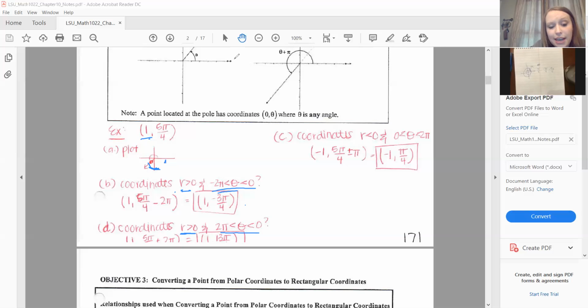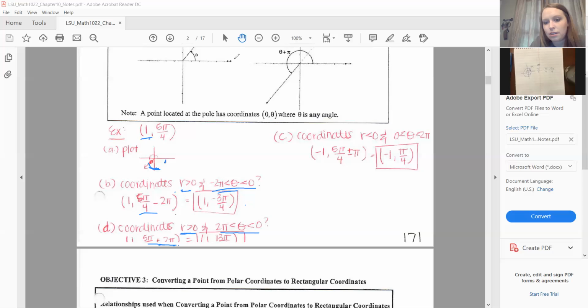So what this says down here at the bottom is 5 pi over 4 plus 2 pi. Basically, you're just making another circle. And r is positive still, and you get 13 pi over 4. So the first one, you're subtracting 2 pi. The second one, you're adding 2 pi.